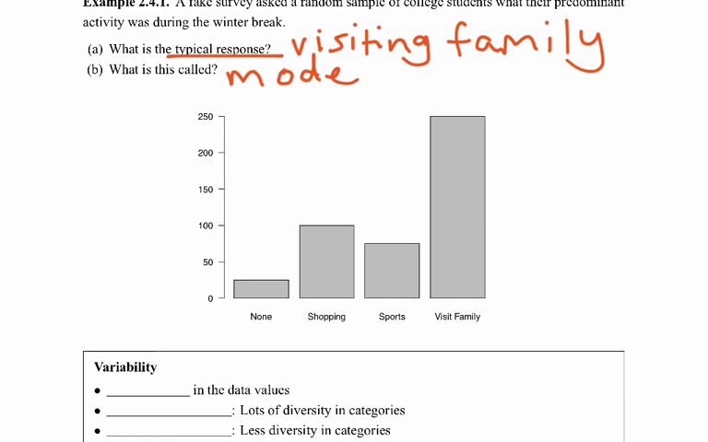If we had another category that was close to visiting family in height, let's say shopping was close, maybe not exactly the same height, but relatively close, let's say the shopping bar had gone up there, then we would have had 2 modes. We would have said shopping and visiting family and would have been bimodal data. But it didn't have anything else that came close to it. So visiting family was clearly the mode for this data.